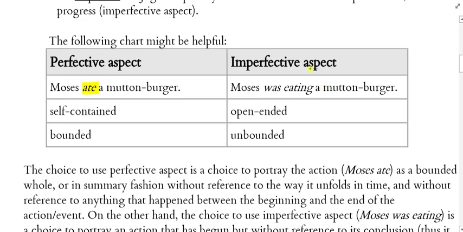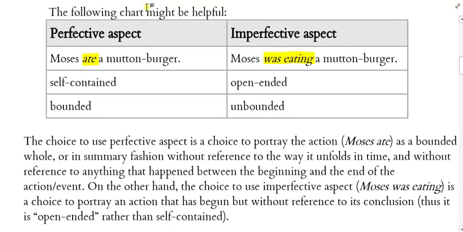Now, the imperfective aspect could be demonstrated by choosing a progressive tense in English. Moses was eating a mutton burger. Here, the action is open-ended or unbounded. To describe it as my handout has it, the choice to use imperfective aspect, Moses was eating, is a choice to portray an action that has begun but without reference to its conclusion. Thus, it is open-ended rather than self-contained.